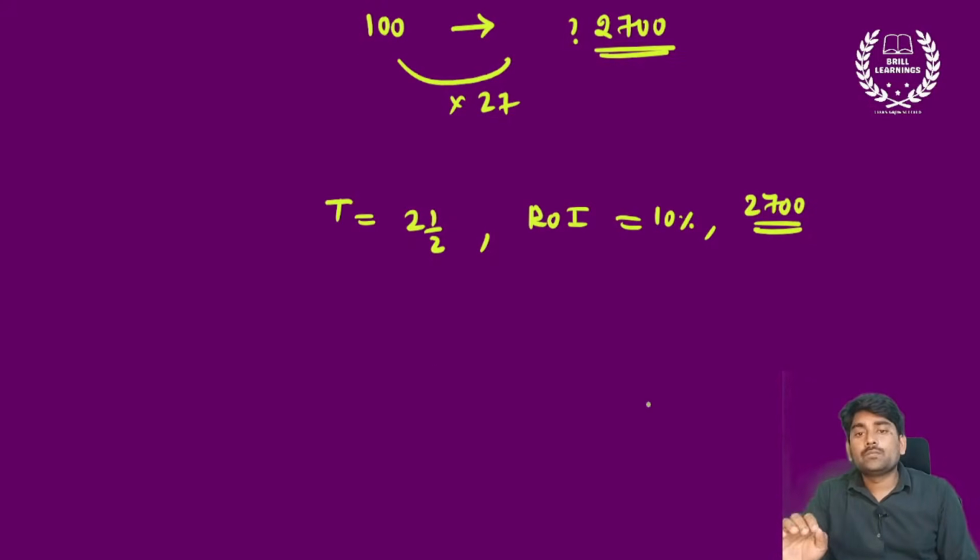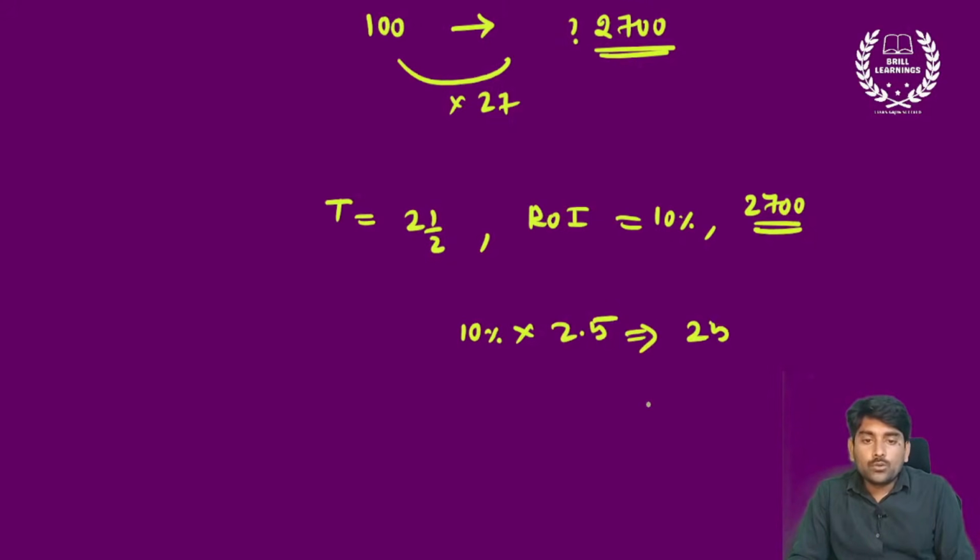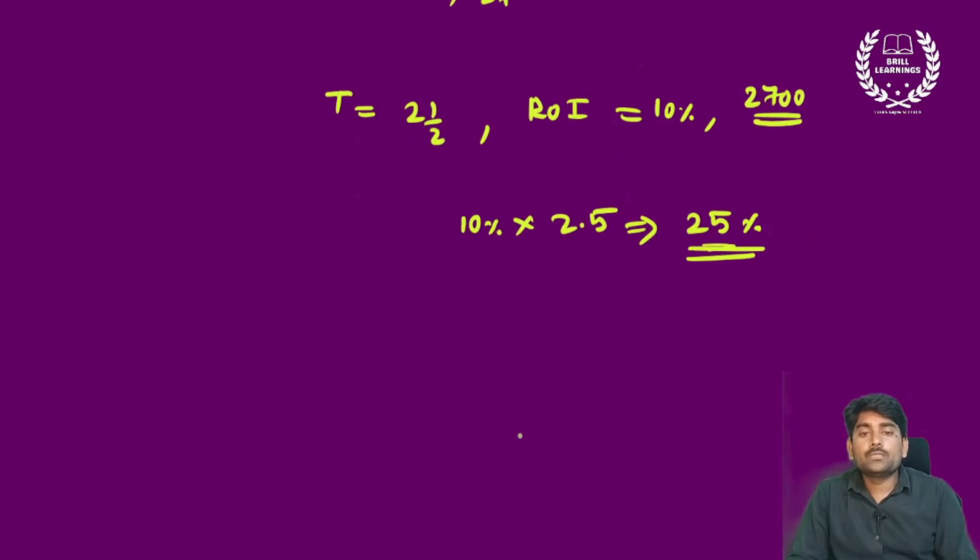In simple interest, interest will not vary from year to year. That is why I can directly multiply this 10% with the 2.5 year time period, so that I will get a total of 25% interest for 2.5 years. If I take this 25% of 2,700, that is our interest, that is our answer. So 2,700 times 25%. These two zeros, these two zeros. If I multiply these two values, I'll get the answer.